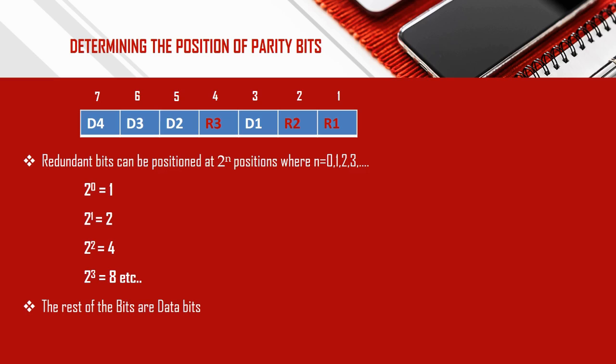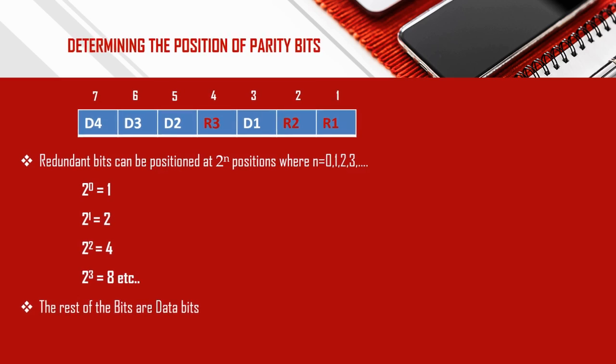So here in the diagram, at the first position we have a parity bit R1, at the second position we have parity bit R2, and at the third position we have a data bit, because that cannot be considered a parity bit position. At the position of 4 we have another parity bit R3. Then at the fifth position we have another data bit, the sixth position has a data bit, and at the seventh position also we have one data bit. So till now we have seen how to determine the number of parity bits and how to determine the position of parity bits.